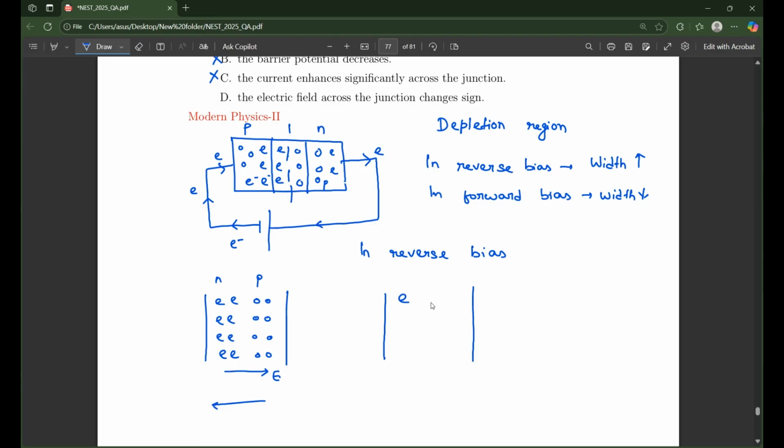The only thing that happens from forward bias to reverse bias is that initially in forward bias the width of depletion region is very small, and when I connect it into the reverse bias, this width keeps on increasing due to addition of layers of electrons and holes. That means the layer will increase, the density will increase, the thickness will increase, but the electric field will be in the same direction as original. Its direction will not change. That's why option D is also incorrect.